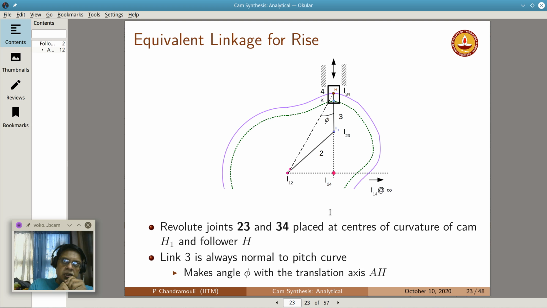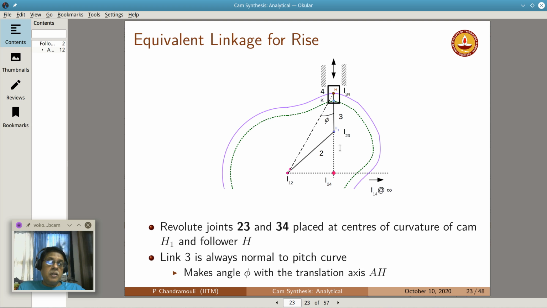is basically the link 3 coupler, right? The common normal becomes the coupler, and the common normal center of curvatures will form the end of those linkages, right? So this h is the center of curvature of the roller, and this h1 is the center of curvature of the cam pitch curve at that particular time. So we join this, and of course the last one, the follower itself, is a slider back and forth, right? So we get a slider crank mechanism which looks like this, which is the connecting rod at this instant.